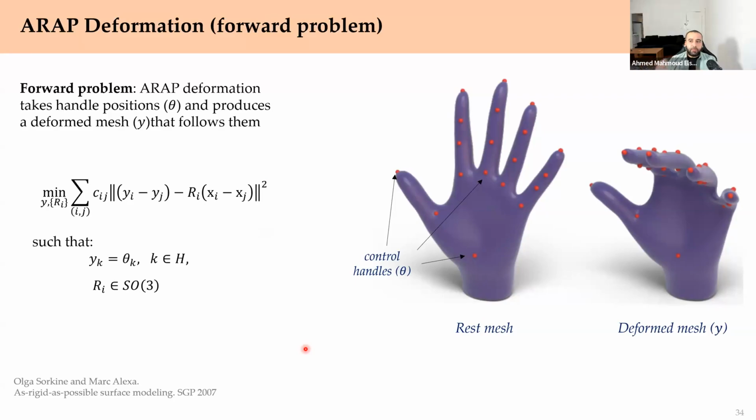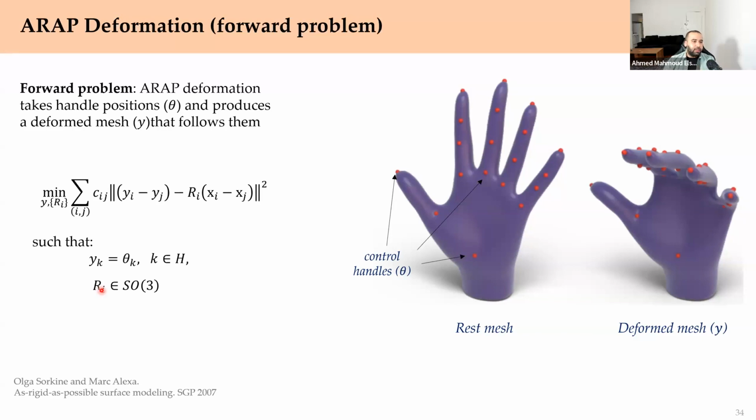And before we discuss the inverse problem, let us just recall the forward ARAP formulation, which is formally: minimize, over both the deformed position and the per-vertex rotation, the sum over edges, such that the deformed edges look like a pure rotation of the rest edges. And of course, we have two constraints: that the handle vertices are pinned to the control handle, and the rotation should look like a rotation. So that means that it should live in SO(3).